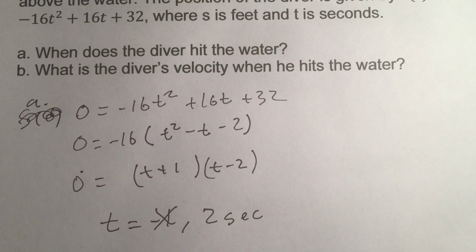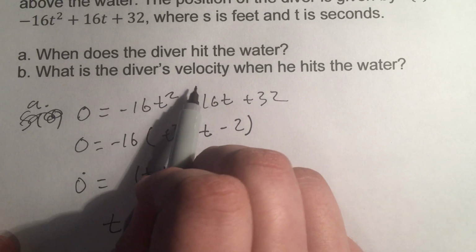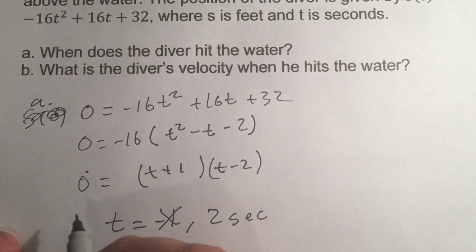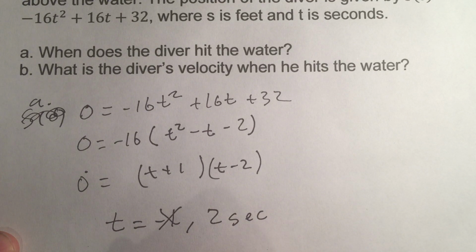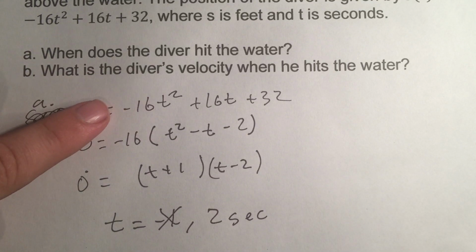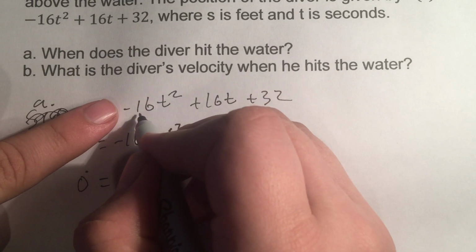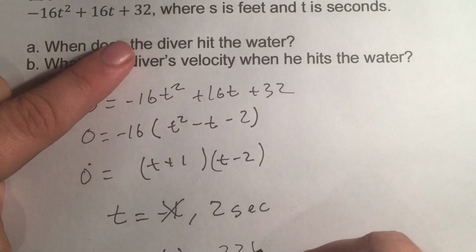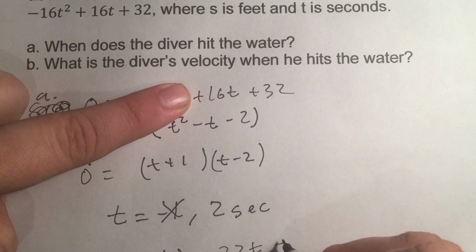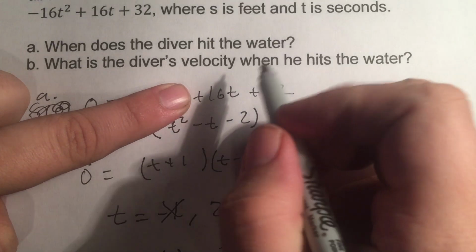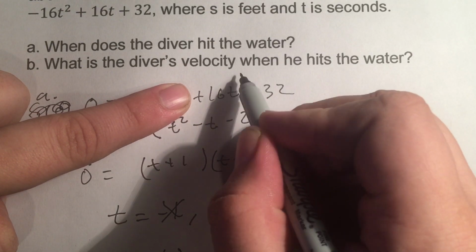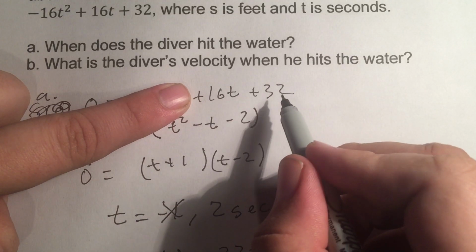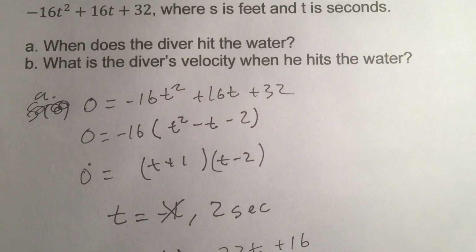Part B now is, what is the diver's velocity when he hits the water? Well, we know this is going to happen at 2 seconds. To get our velocity, we're going to find the derivative of this function. So s prime of t, which is going to be our v of t function, our velocity function. So derivative of negative 16t squared, bring the 2 in front. 2 times negative 16 is negative 32. t squared, 2 minus 1 would just be a t. 16t is just going to stay at 16 because t to the first, so 1 times 16 is that. 1 minus 1 is t to 0. And our 32 is gone because derivative of any constant is 0.